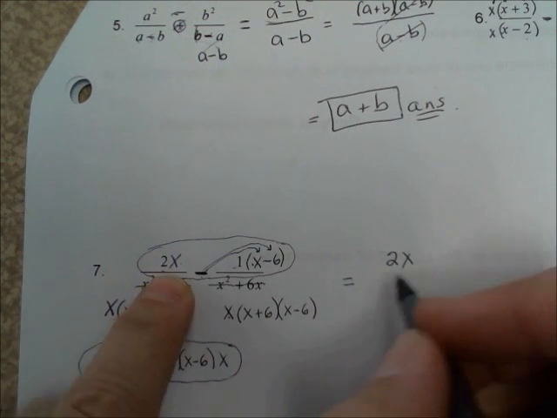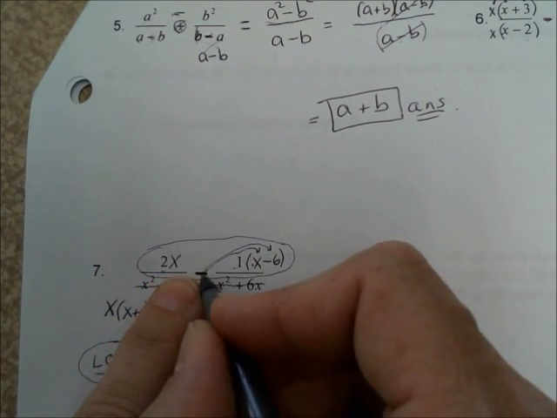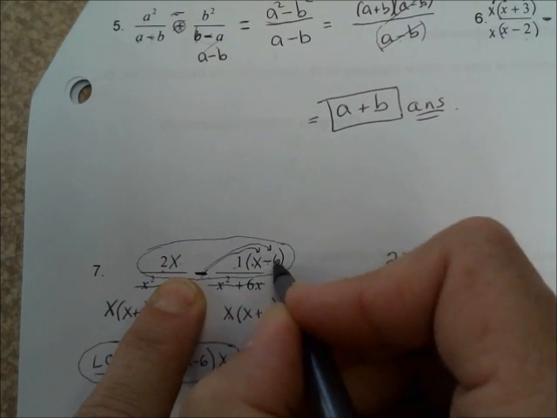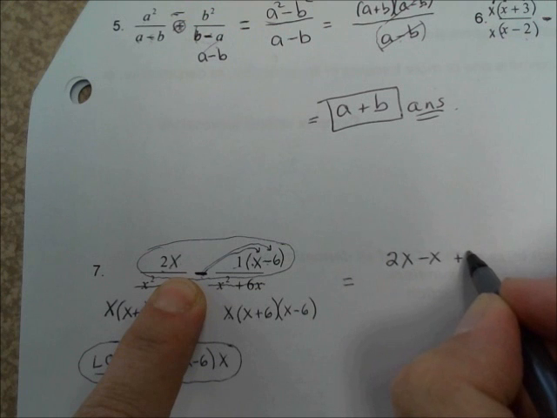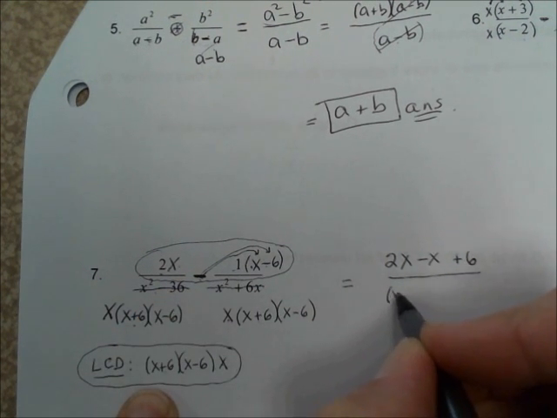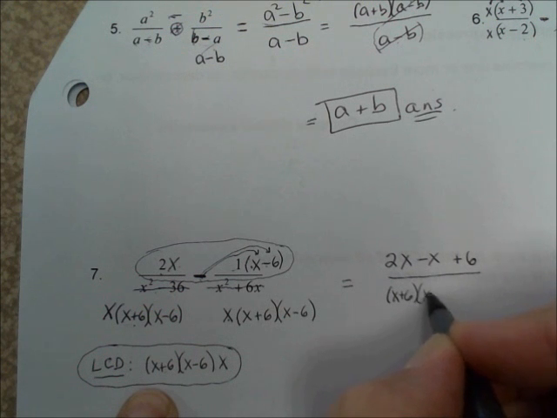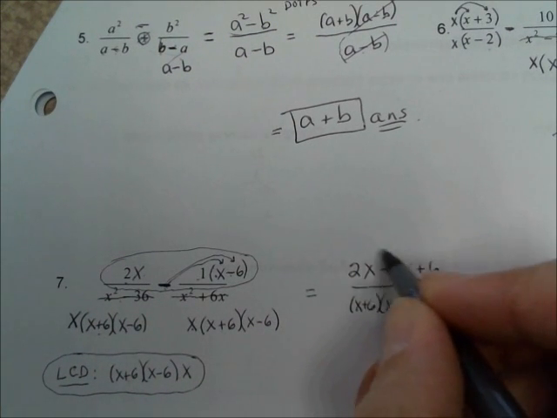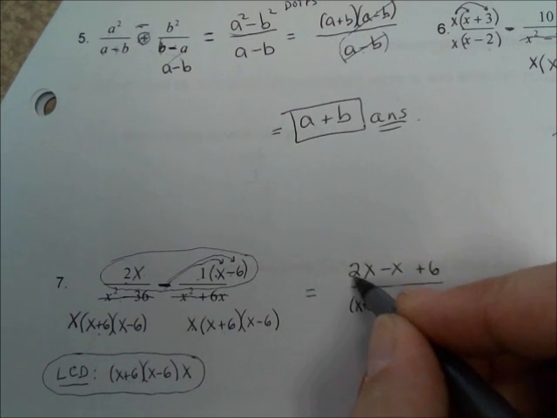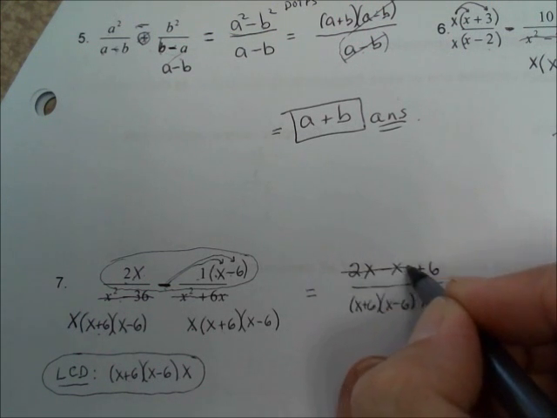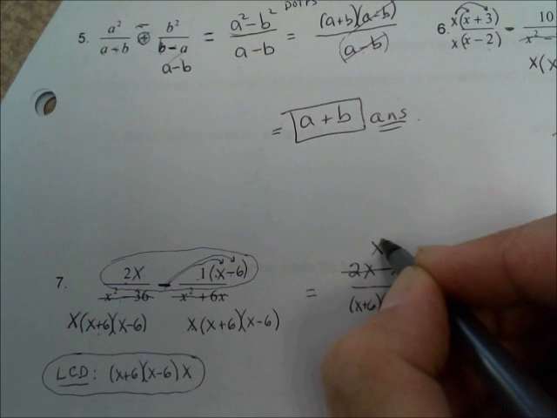Here's our 2x from here. Negative 1 times x is negative x. Negative negative 6 is a positive 6. All over our LCD, which we said was x plus 6 times x minus 6 times x. This x can go in the front or back. It really doesn't matter. Now we have a couple of like terms that we can combine. 2x minus x, 2x minus 1x is just x. So I'll combine those like terms into this x.